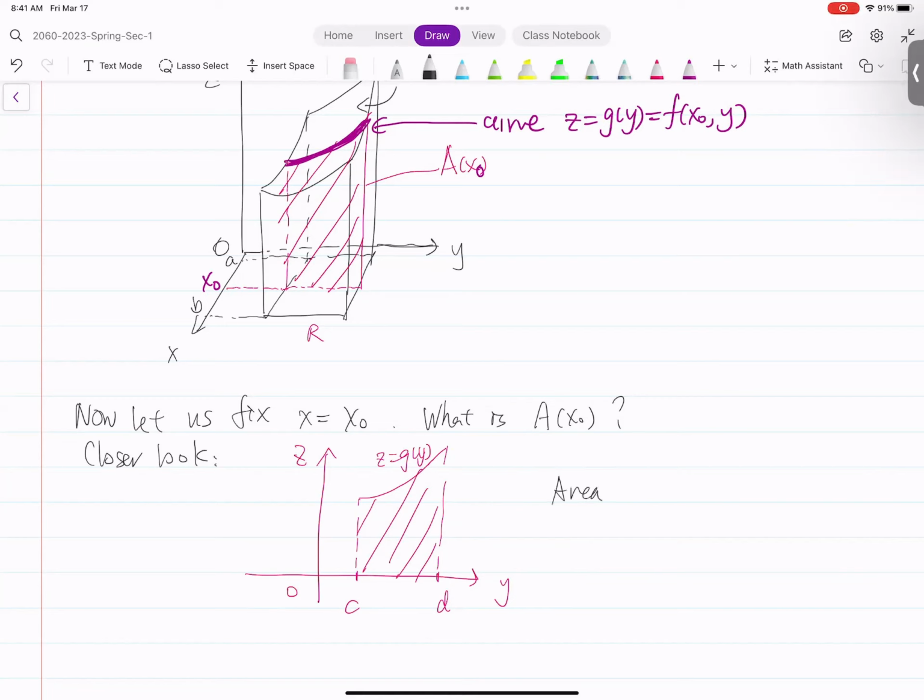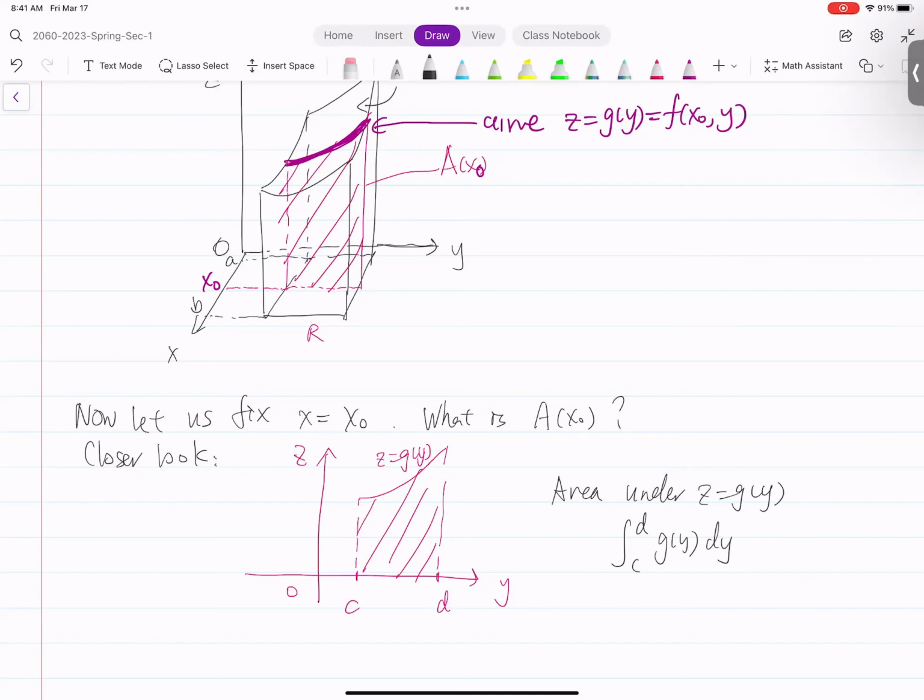So the area under z equals g of y, and what's that? That's actually a definite integral, right? So this is actually the integral from c to d of g of y. And from the above figure, we actually know what g of y is. g of y is actually the multivariable function where we fix the x value.